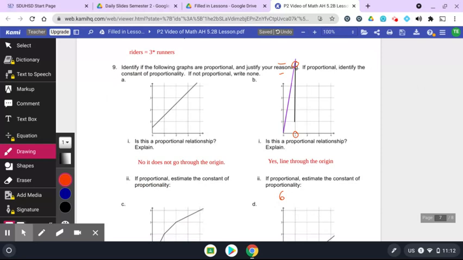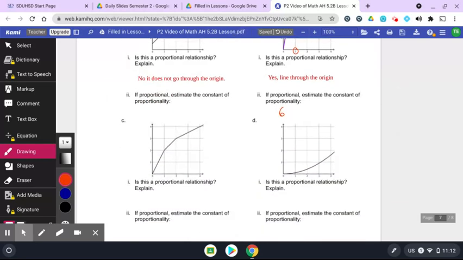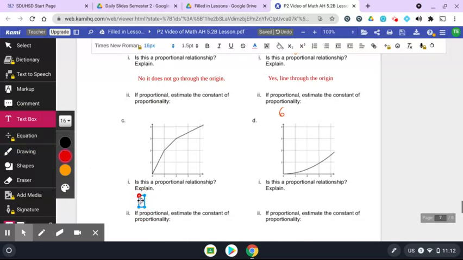Okay. Is this one proportional? No, it's not a line. And this one proportional? No, it's not a line.